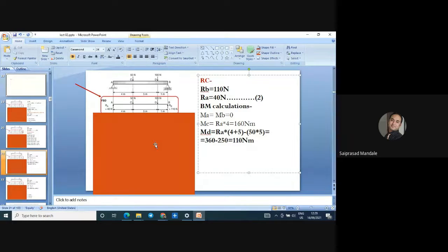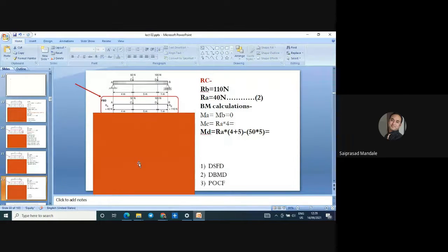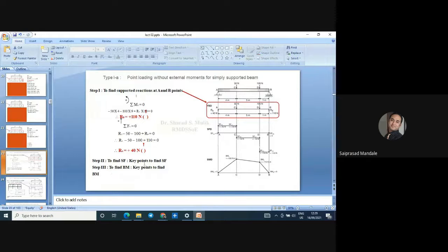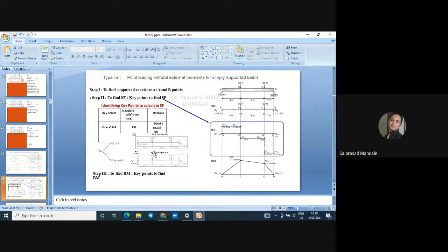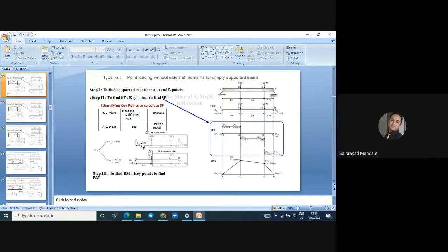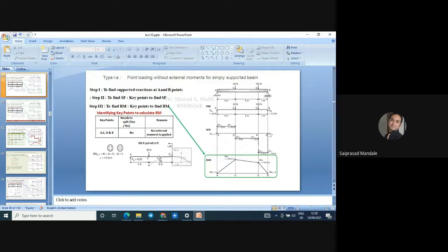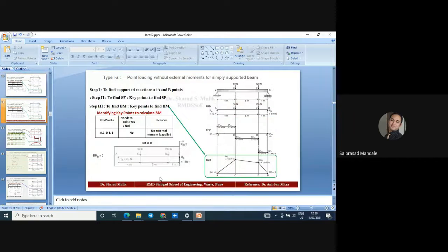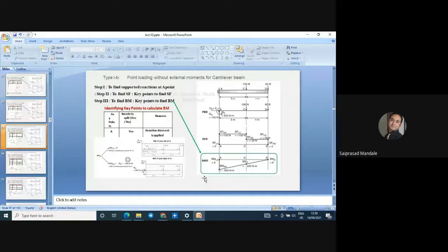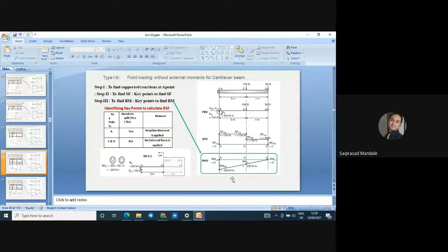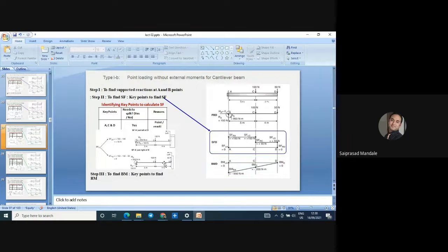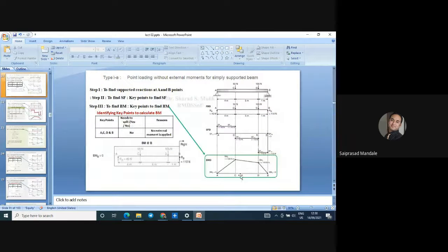So let us check the answers. Where is the numerical? Don't get confused with any other type of solutions. It is very simple. You have to be very focused on the numerical first only, and you will get the answers. The answer is 160 and 110.